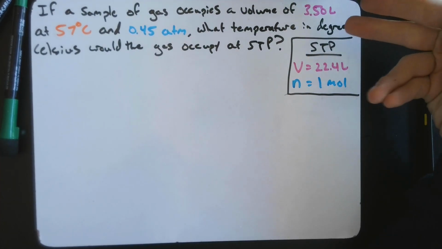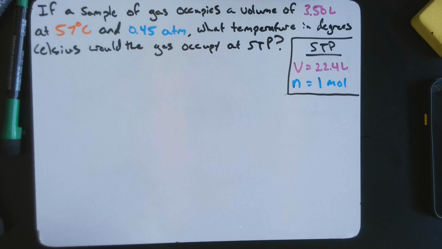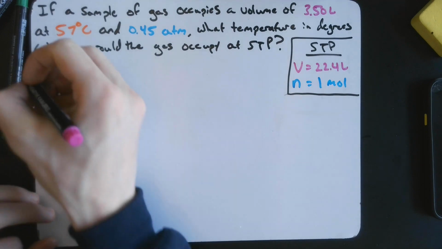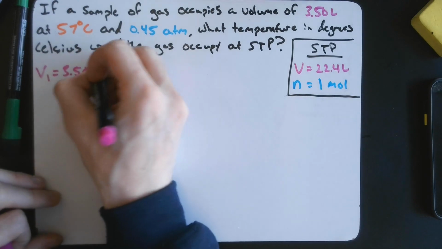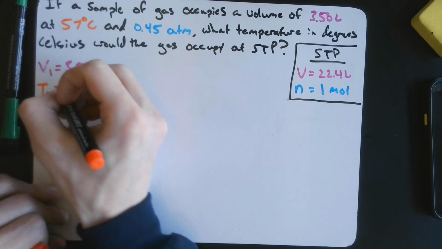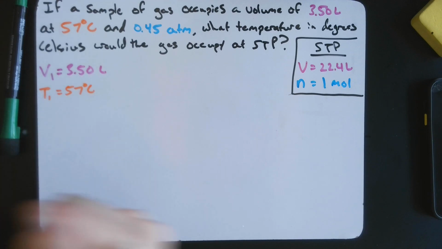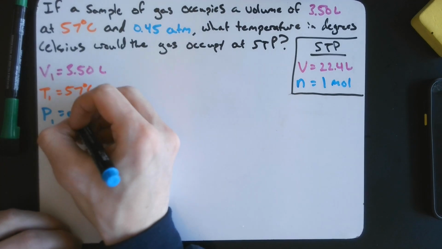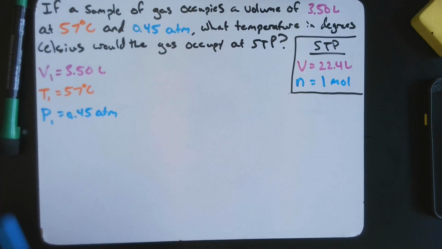What do these numbers really represent? These are the initial conditions of our gas, right? So I would literally make a grocery list right on the side. Our initial volume, which I'll just call V1, is 3.50 liters. Our initial temperature is 57 degrees Celsius. Our initial pressure is 0.45 atmospheres.